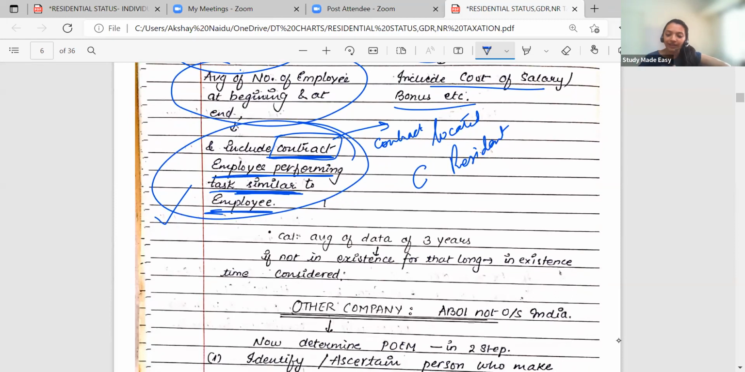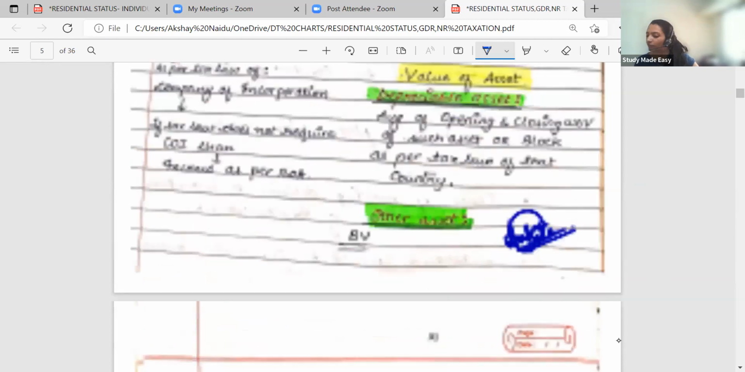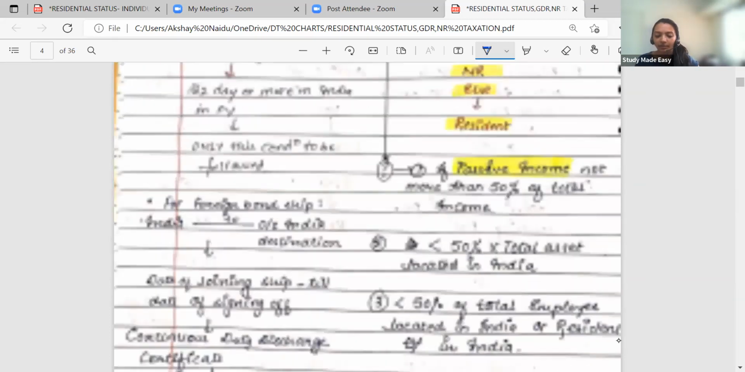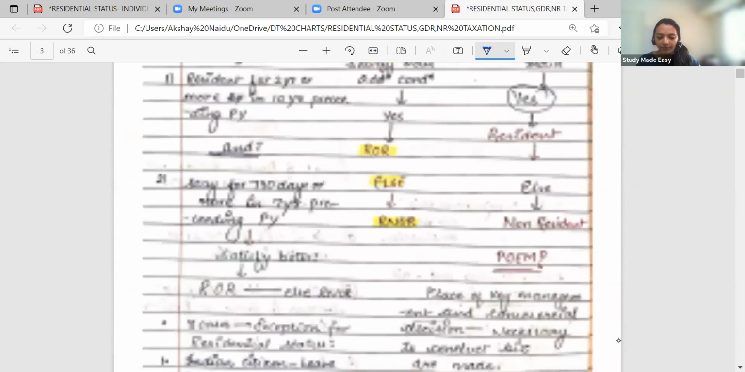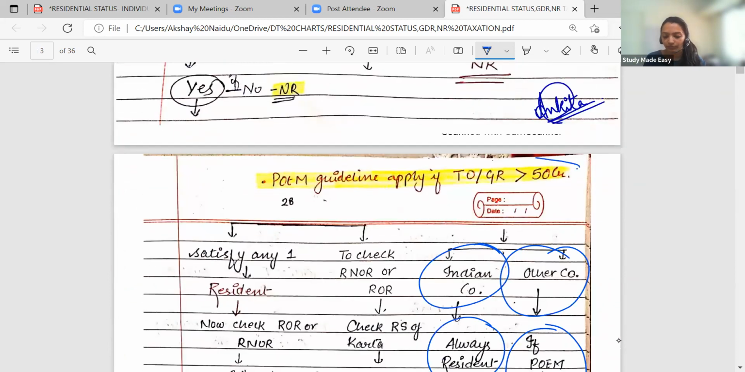Now after this, again an average. This data will be average of 3 years. Preceding 3 years. Current year and before current year, that 2 years. Overall average of these 3 years, and this overall concept of POEM would not apply if your turnover or gross receipt is less than or equal to 50 crore. Even if it is equal to 50 crore, the concept of POEM would not be applicable. Done?